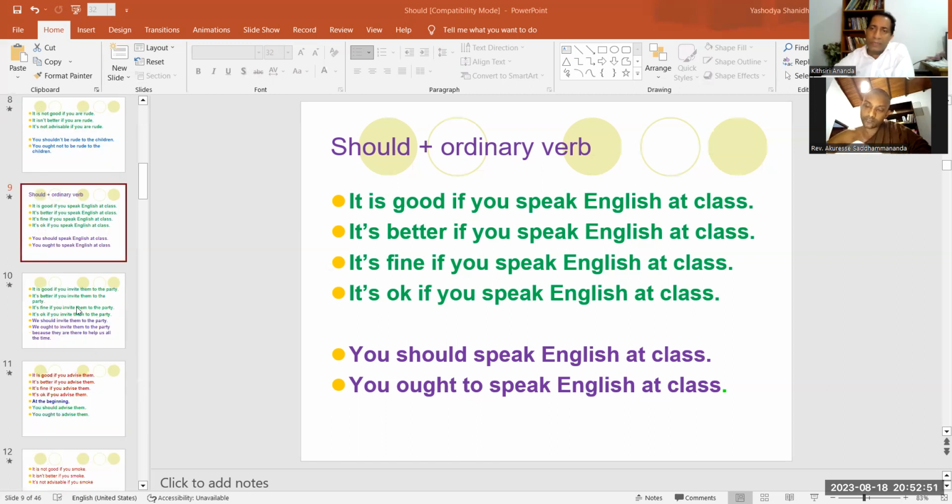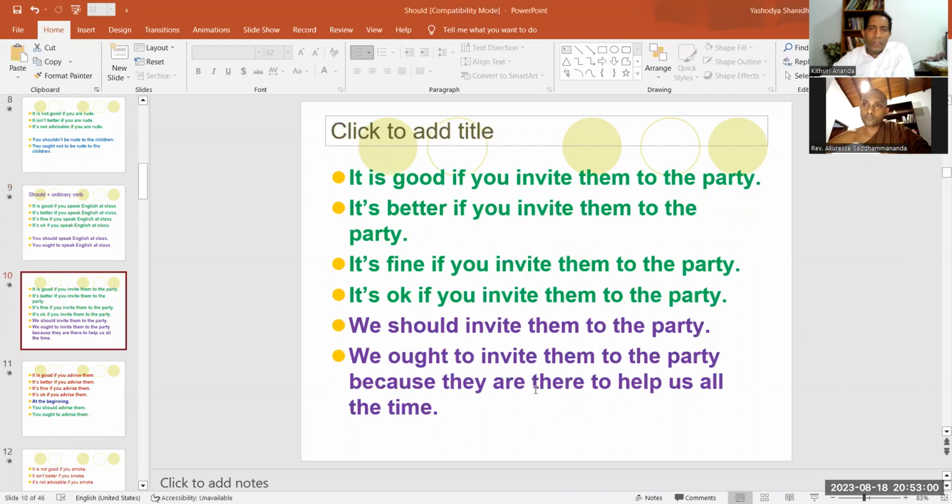Slight difference, either can be used, both are equally correct. You can say either at class or in the class. It is good if you, that means you should invite them to the party.